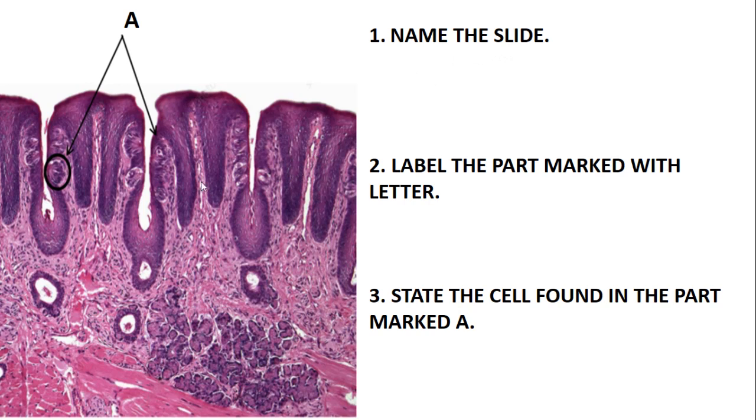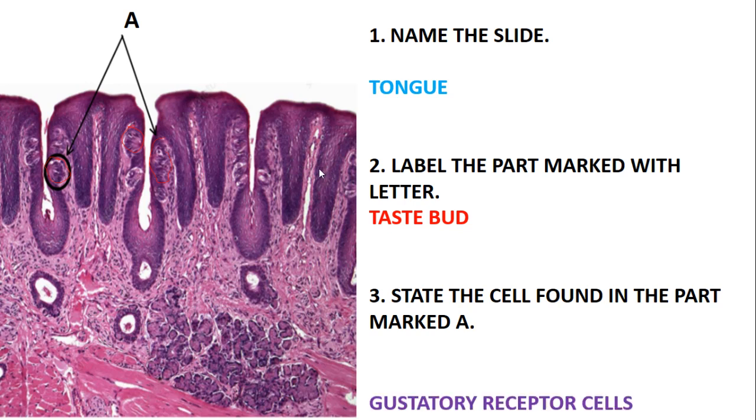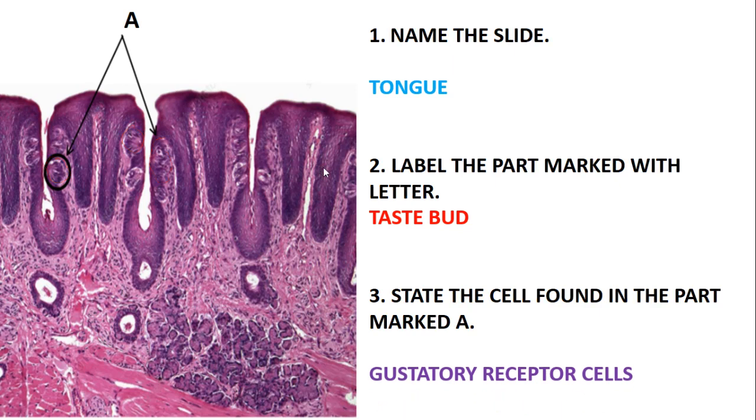So if you look at this slide, it is just that of a tongue. Label the part marked with the letter. So here you can look at that part, also that part, those parts. These are just some taste buds. And if you know the taste bud, you can see some cells there which are gustatory receptor cells. State the cell found in the part marked A. It's just the gustatory receptor cells.